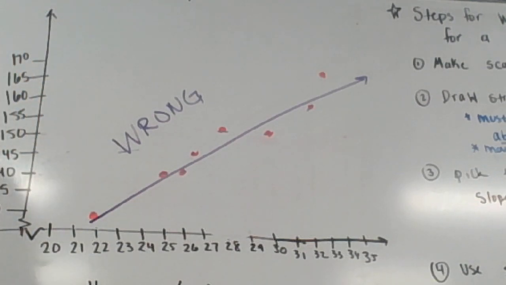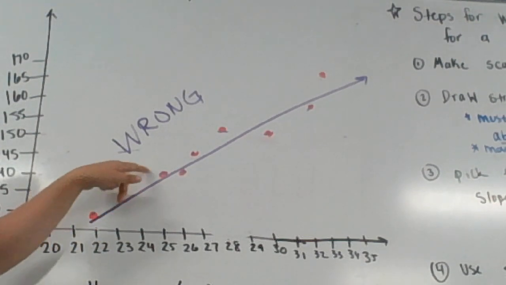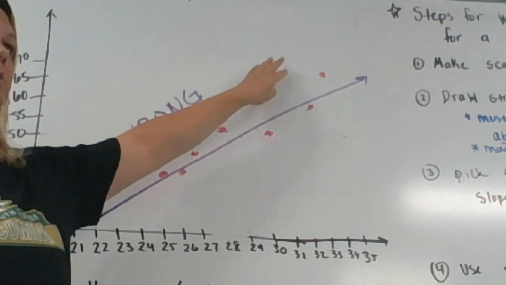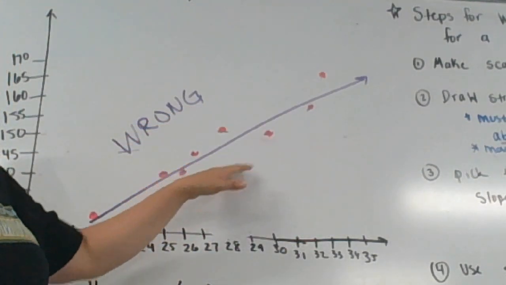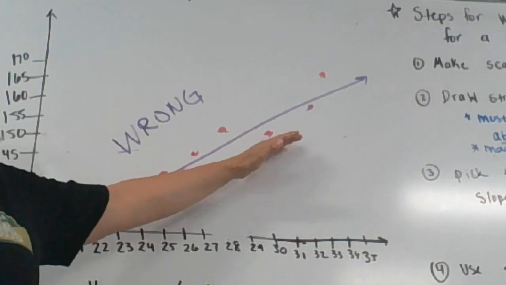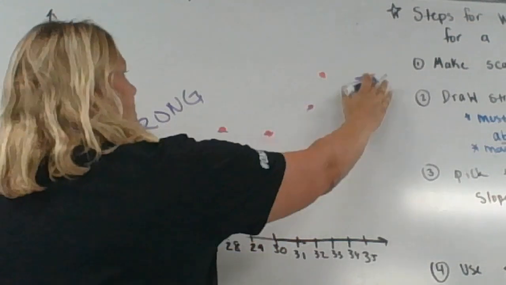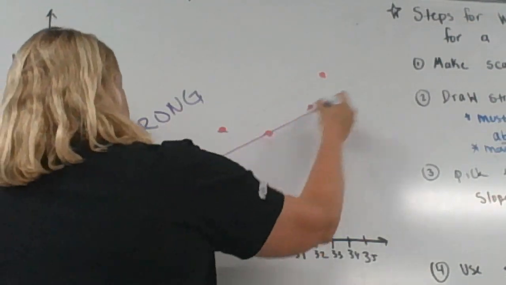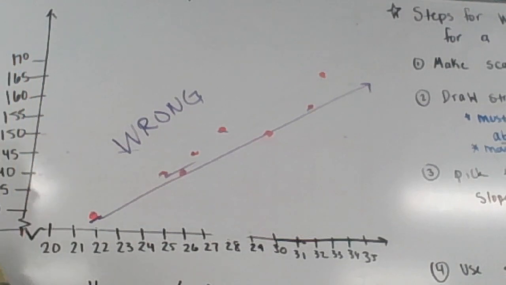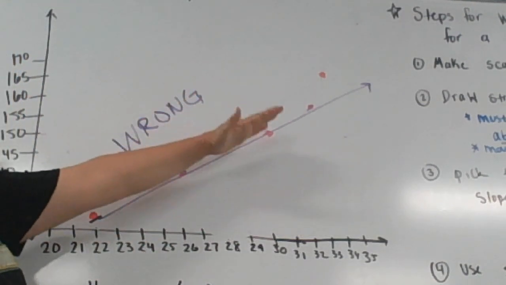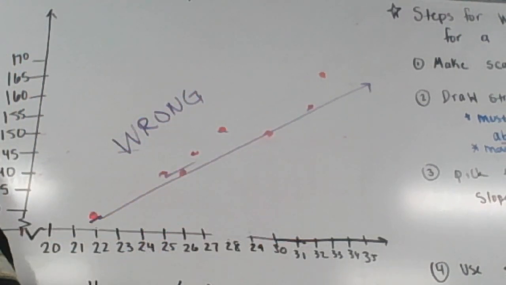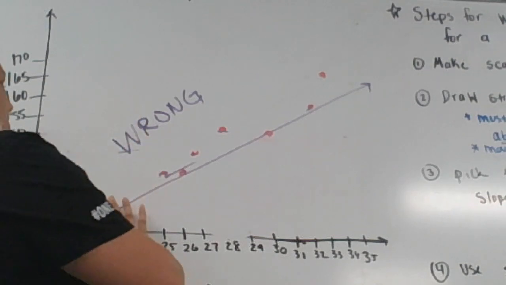This one's technically wrong too. What's wrong with this one? It's actually pretty good, to be honest with you. But there appear to be 1, 2, 3, 4, 5 points above it, and only 1, 2, 3 below it. So it could be a little bit better. Okay? That one's actually pretty good. I meant to do more wrong. Something like this. That's very wrong because almost all the data is above it and there's nothing below it. Okay? You want to try to get in the center.